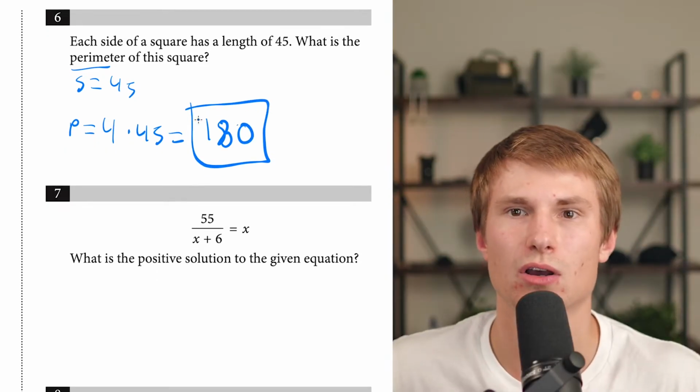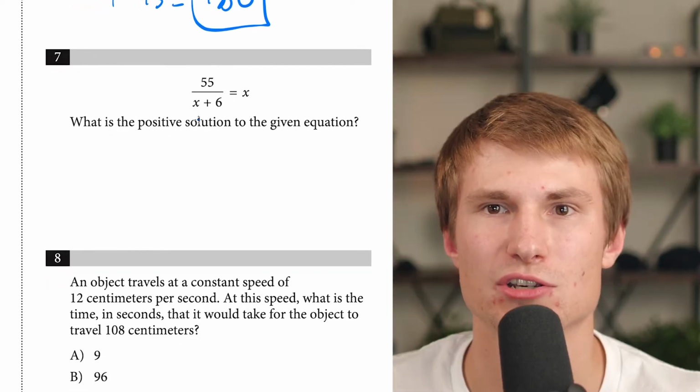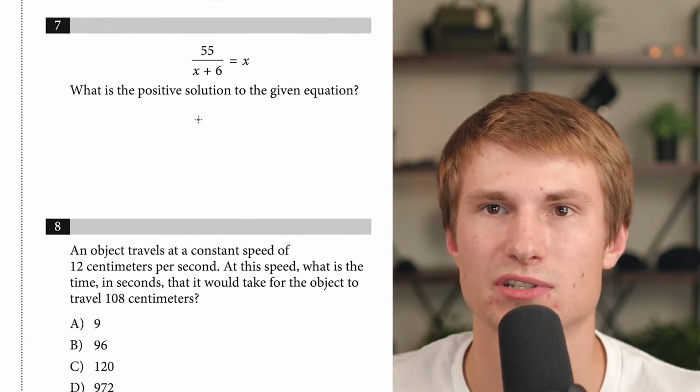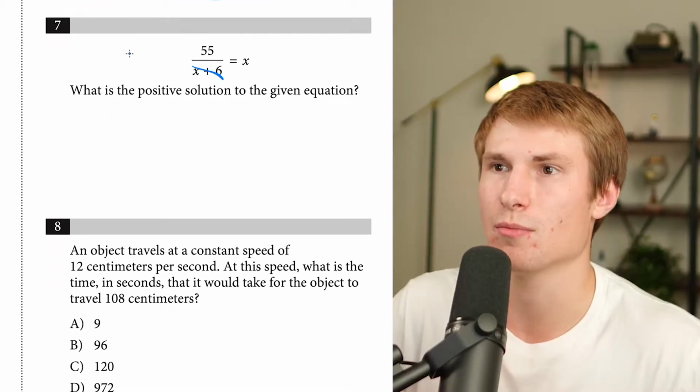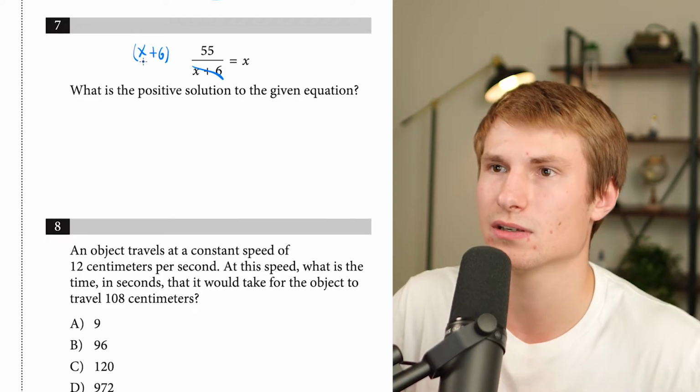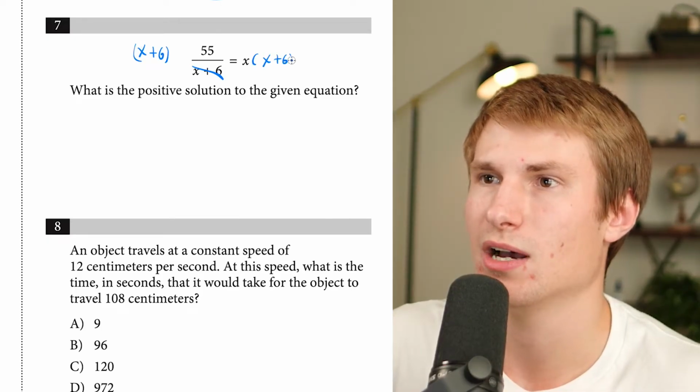Question number 7. What is the positive solution to the given equation? In this case, what I'm going to look to do is get all my X values on one side. So I'll start by multiplying both sides by X plus 6. So multiply both sides by X plus 6.